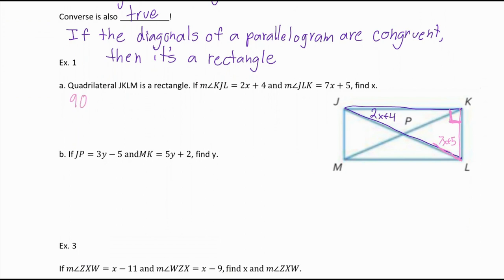Then I can take that 90, and I can add 2x plus 4, and I can add 7x plus 5. And what does that equal? 180. Okay. So I can combine my x's, so I'm going to get 9x, and I can combine my constants, so that's going to give me 99 equals 180. Then what do I do?